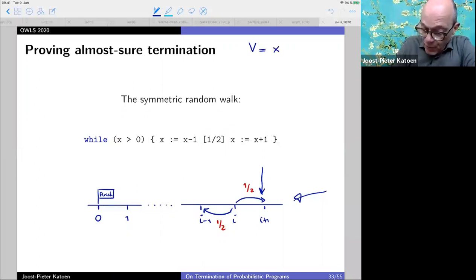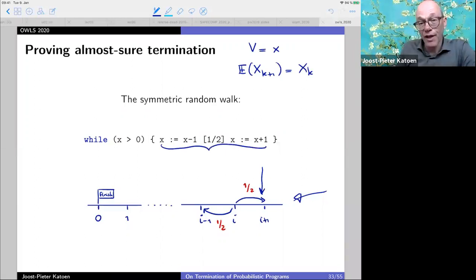Then we can say that the expectation of x_{k+1} is actually x_k, because this is not going down, but the expected value of x is not changing. With probability half we go down by 1, with probability half we go up by 1. So here we do not have something like x_k minus epsilon, because there does not exist such a positive epsilon for which this holds. So we cannot easily adapt the standard way in which we define these kinds of variant functions. A naive approach will not work.